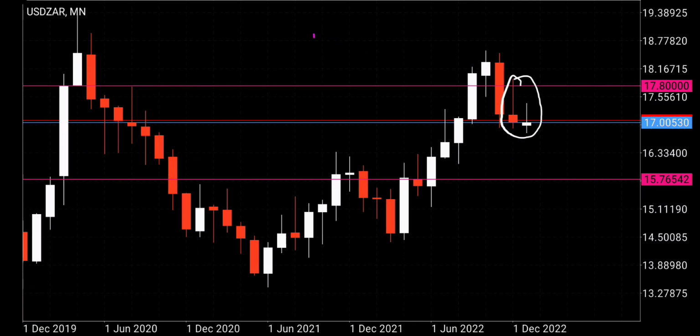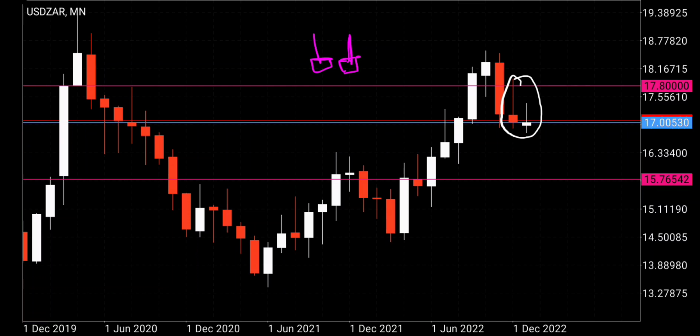It closed with what we call a bearish rejection candlestick, which shows that there's a lot of pressure to push the price to the downside. And then the candlestick for this month also looks like a bearish rejection candlestick, but we can't comment much on that one for now because it is still open.